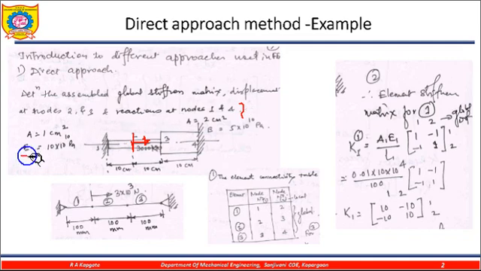The modulus of elasticity is given as 10 into 10 to the power 10 Pascal, while at this point it is given as 5 into 10 to the power 5 Pascal. The distances between these points are 10 centimeter, 10 centimeter, and 10 centimeter. So whenever such a problem is given, how do we solve it?